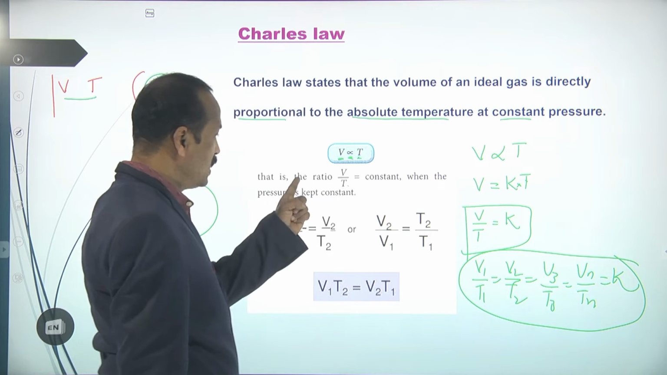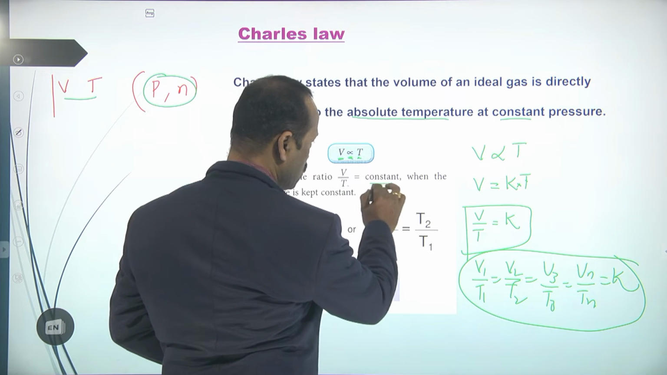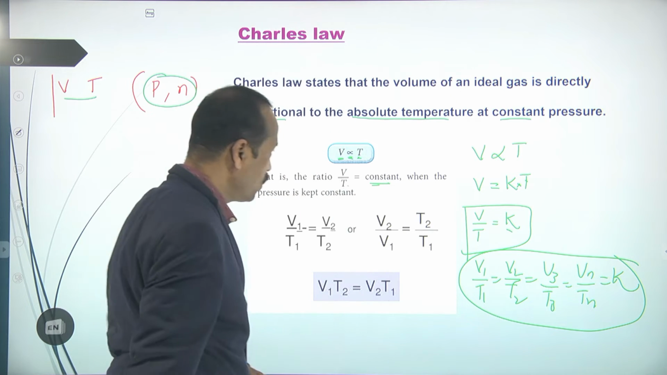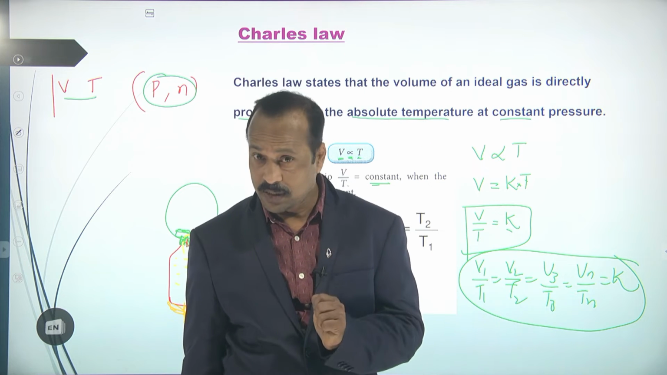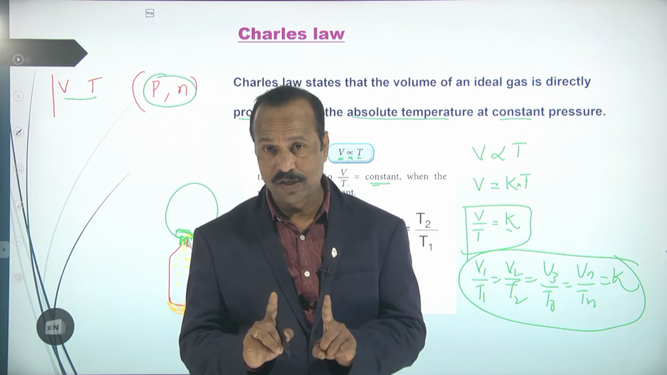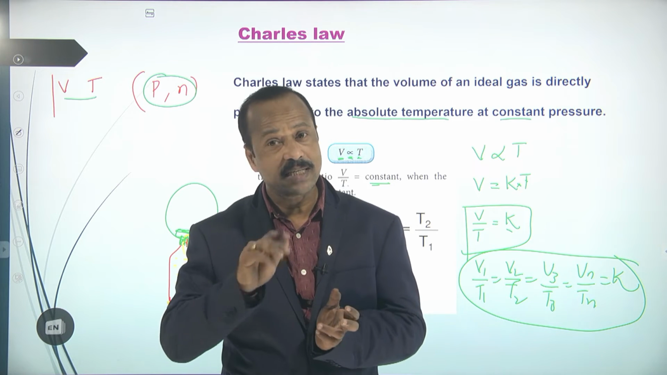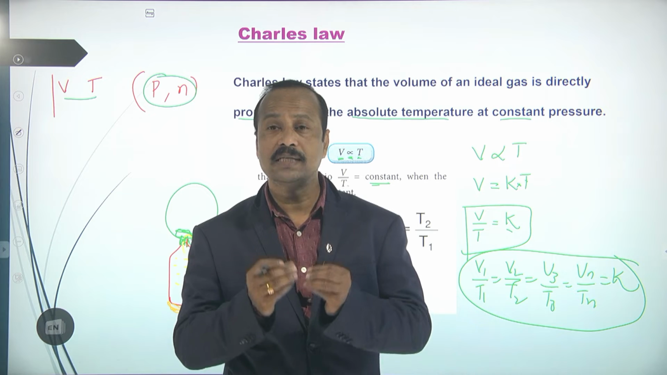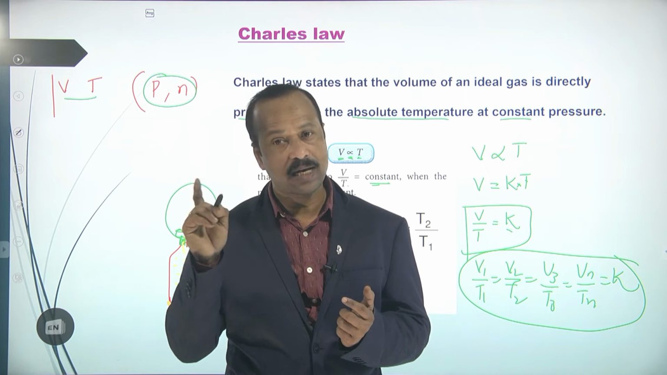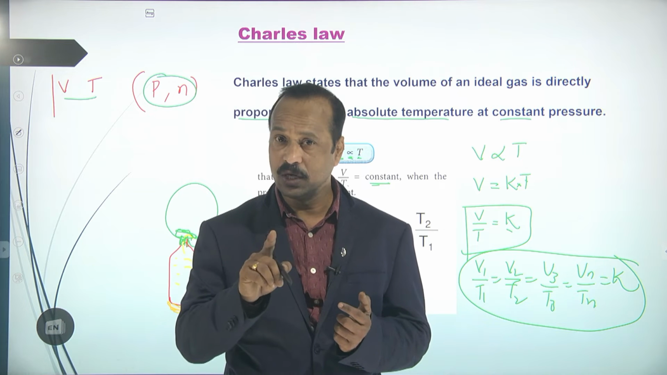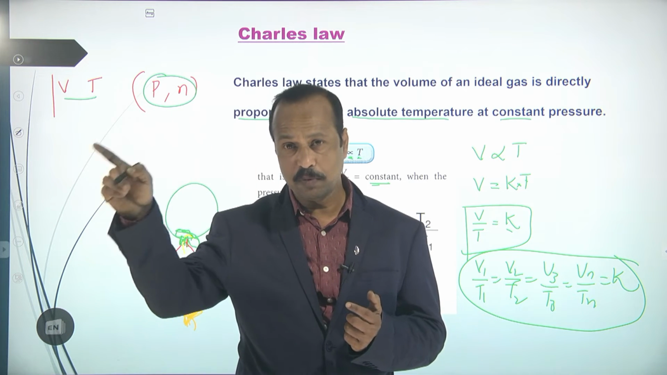So this is the ratio of V by T. Ratio means a division. V by T is a constant when the pressure is kept constant. That's all. This is known as Charles' law. So Charles' law states that at constant pressure, the volume of a given mass of a gas is directly proportional to temperature. Means as the temperature increases, volume also increases. So V is directly proportional to T, or when you remove the proportionality sign, V is equal to KT, where K is called the proportionality constant.